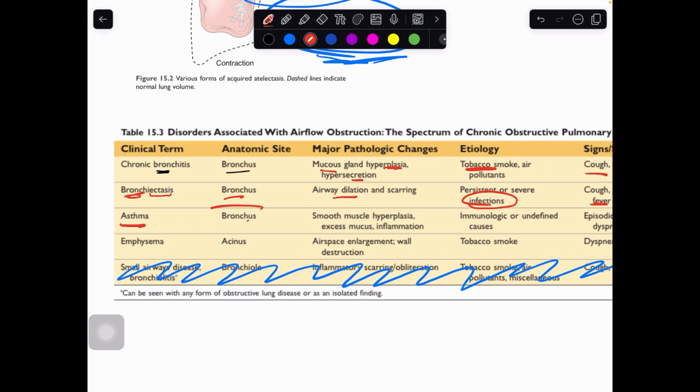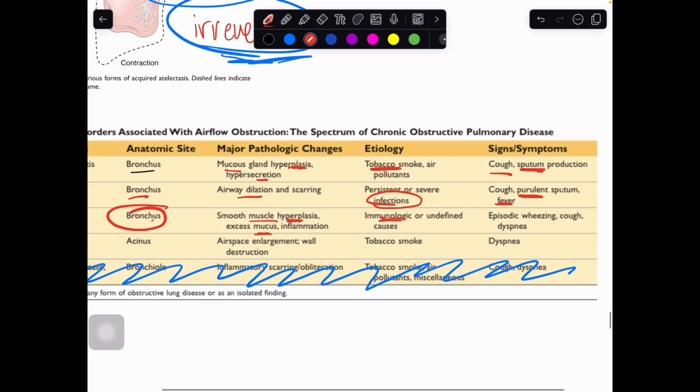Asthma, again, it is also the bronchus. There's smooth muscle hyperplasia, excess mucus and inflammation. This is because of immunological reasons, like we mentioned, or it could be undefined causes. We don't have one, it's just hyperirritability. And there is episodic, very important. It's periodic and episodic. It is reversible again, with wheezing, cough, and dyspnea, like we mentioned before.